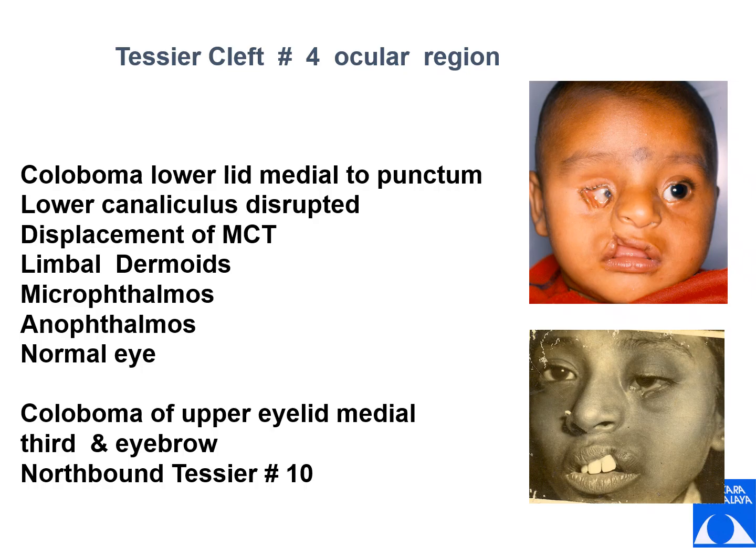Tessier cleft 4, again in the ocular region. Coloboma lower lid medial to punctum. Lower canaliculus is disrupted. Displacement of MCT. Limbal dermoids, microphthalmos, anophthalmos, or there may be a normal eye. Coloboma of upper eyelid, medial third and eyebrow, and it may continue northbound as Tessier 10.